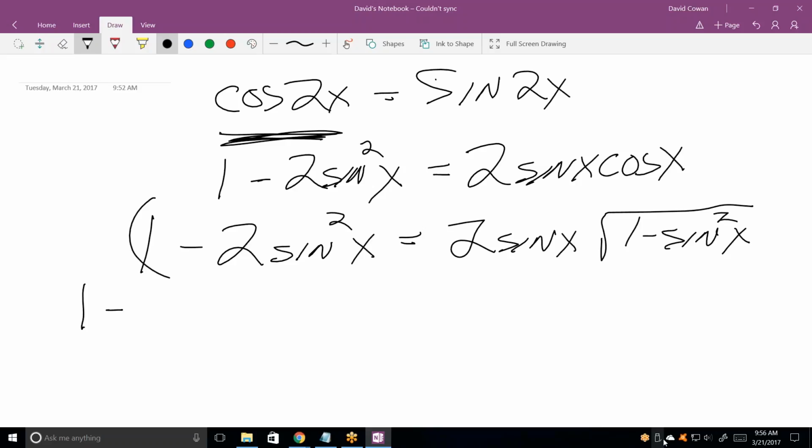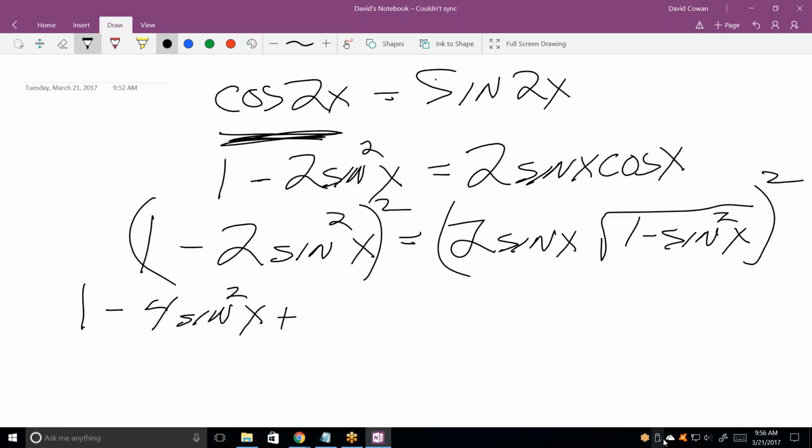In other words, I'm squaring that, and I'm squaring this. And when you want to square something quickly, think of a minus b squared as a squared minus 2ab plus b squared. So the middle term is 2a times b. Well, that's 4 sine squared x. And if I square this term, it's plus 4 sine to the 4th x. Okay? Now on the other side, I just have to square both terms, and I get that times that.